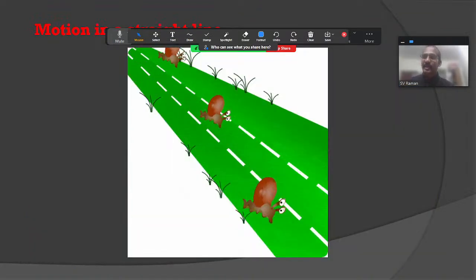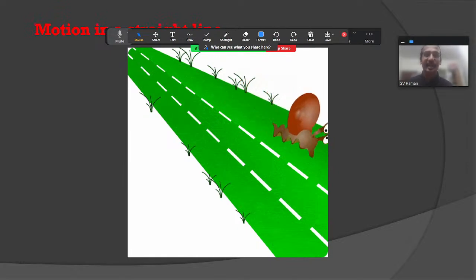Now, what is straight line motion? Viewers, if you have any doubt, yes, you can ask me the question. What is straight line motion? If an object travels in a straight line without changing any direction, we can call it an object in straight line motion.